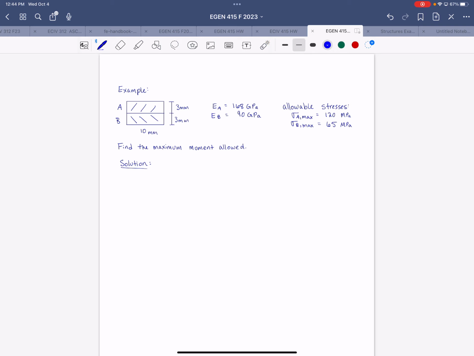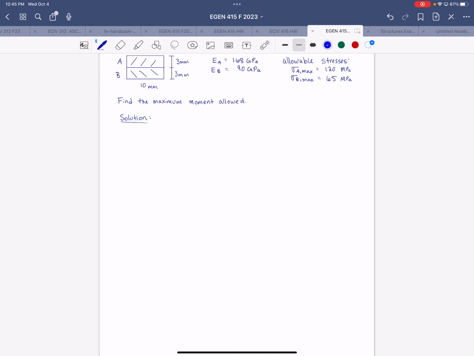So here we have a rectangular cross-section, 2 materials, interface midway through the depth. We're given the material properties, and we're also given the allowable stresses for each material. So we're trying to find the maximum moment that is allowed on this cross-section.